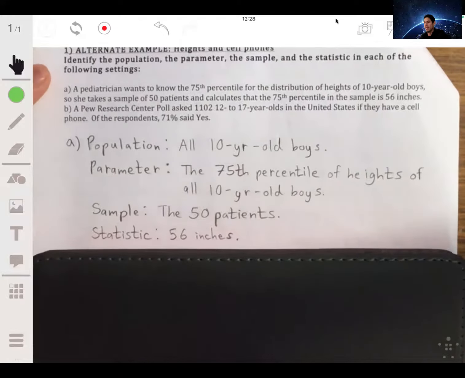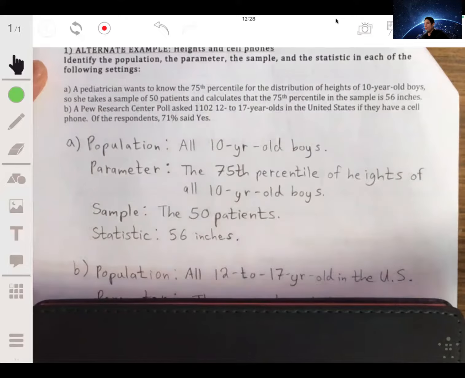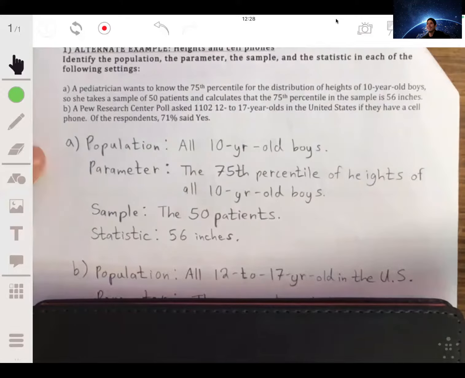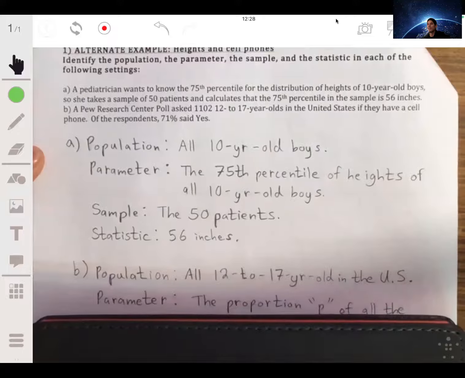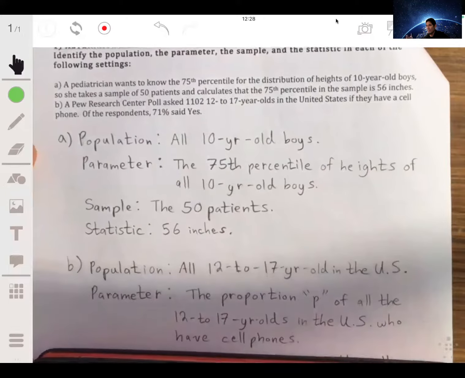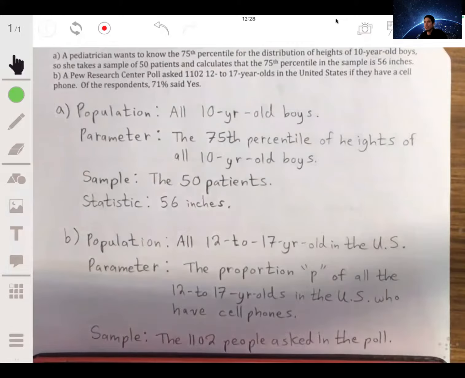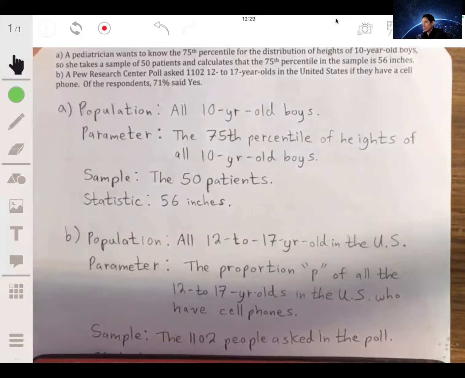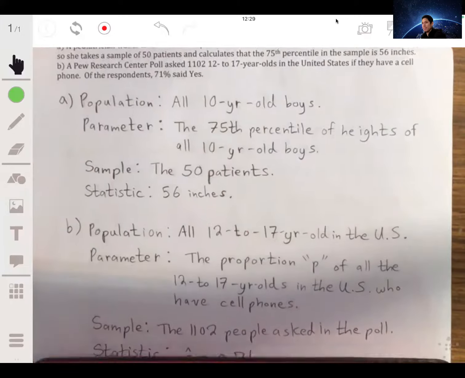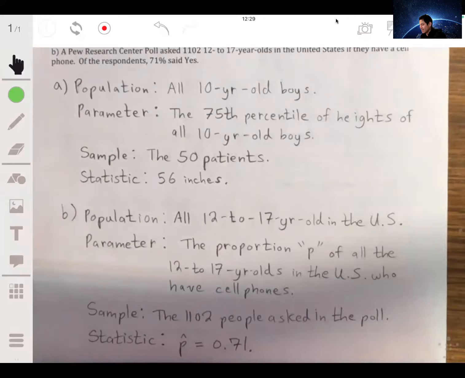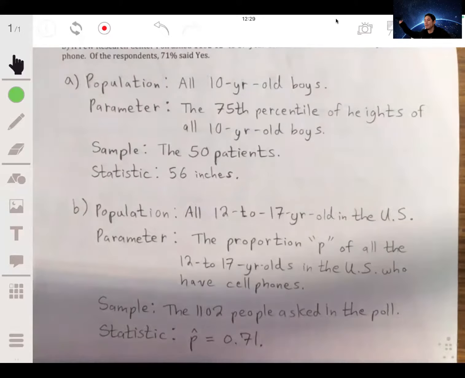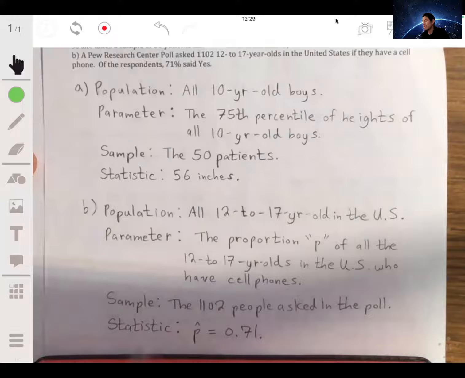All right, so our population would be all the 12 to 17-year-olds in the U.S. That's the group they want to study, and the value we're trying to figure out is the true proportion, p, of 12 to 17-year-olds that have cell phones in the U.S. Now, they did this study, and out of those 1,102 people they asked, which is our sample, they got a sample statistic: p hat was 0.71, so 71% of them said yes.